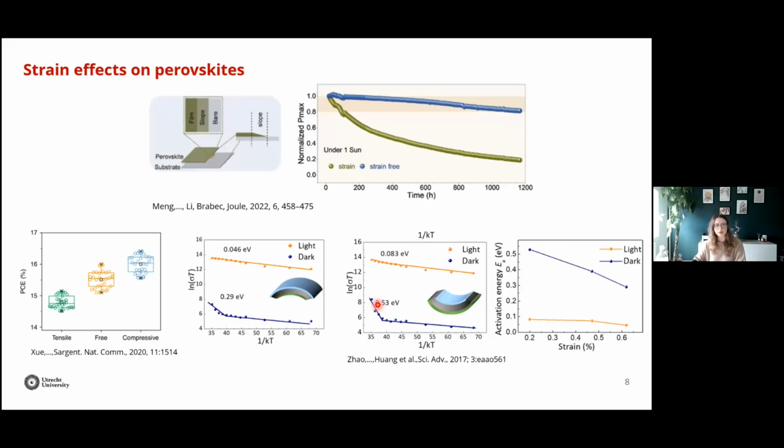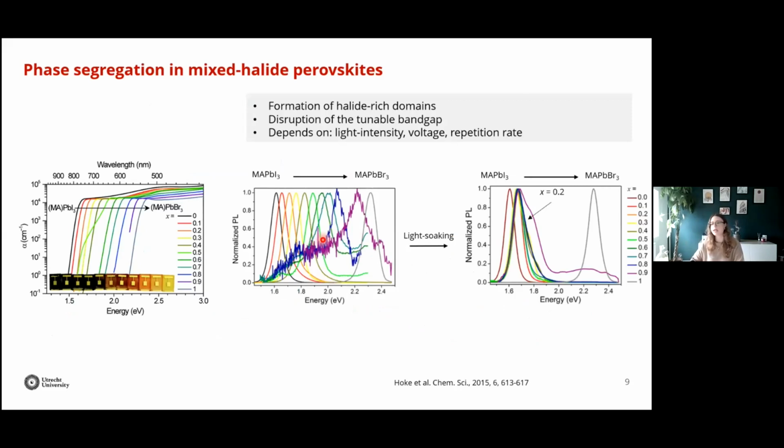So what we wanted to then do was to look at the effect of strain on phase segregation. And this phase segregation is something that occurs in mixed-halide perovskite, which are very popular because you can tune the bandgap of this material from the UV to the infrared just by mixing halides in different ratios. But then, of course, there is a problem.